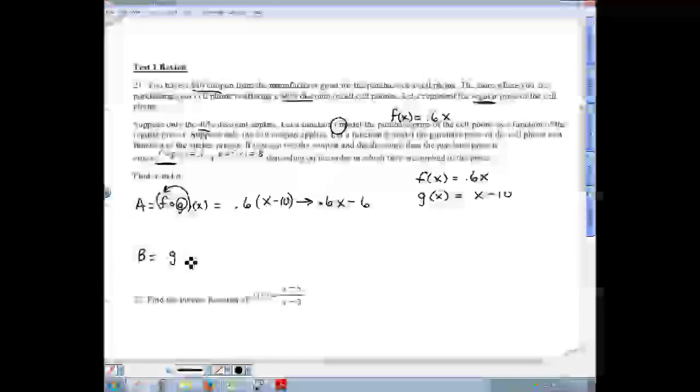But B is g of f of x. So the g function says you have some input, and then you minus 10 from that.